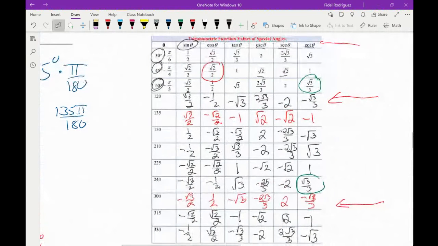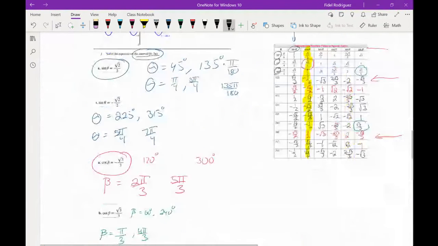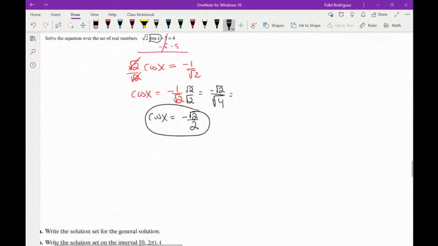So here's my cosine. It's the second column, right? What I want to ask you all is, when is the cosine equal to the negative square root of 2 over 2? At what two values? 225 and what else? What's the other one besides 225? 135. Okay, good. So in degrees, we had 135 degrees and we had 225 degrees. So let's convert those to radians.